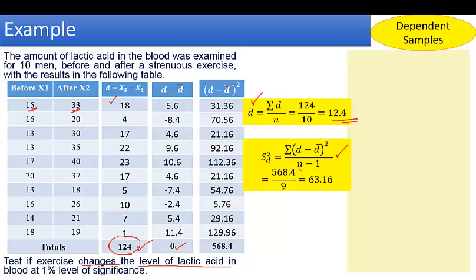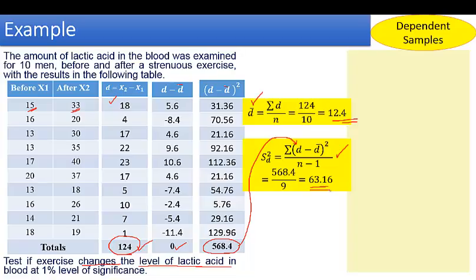So n is now 10, minus 1, since you have 10 patients for which you have measured observations before their exercise and after their exercise. So this is a dependent sample. By this formula you will calculate the variance by just dividing the sum of square deviation by n minus 1. N is 10 here, so n minus 1 means dividing it by 9, we get 63.16. So we have d bar and the variance of d, the differences.